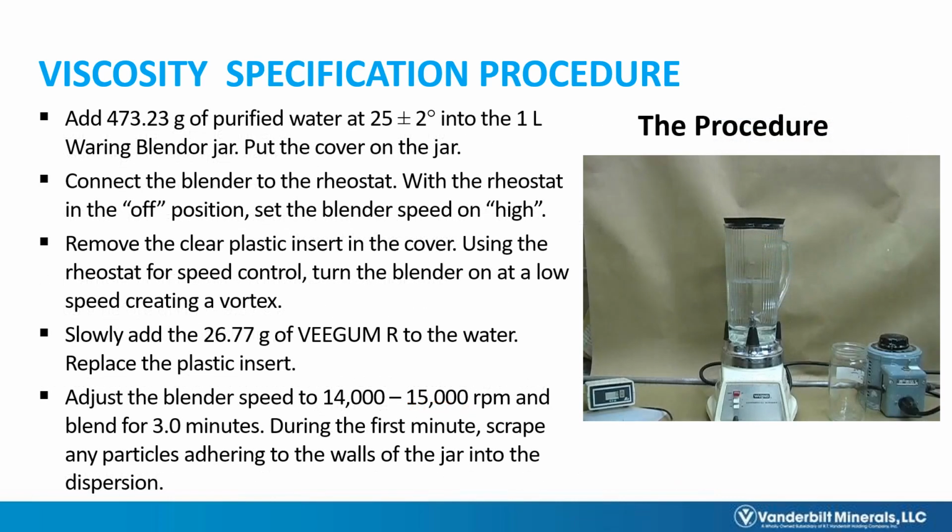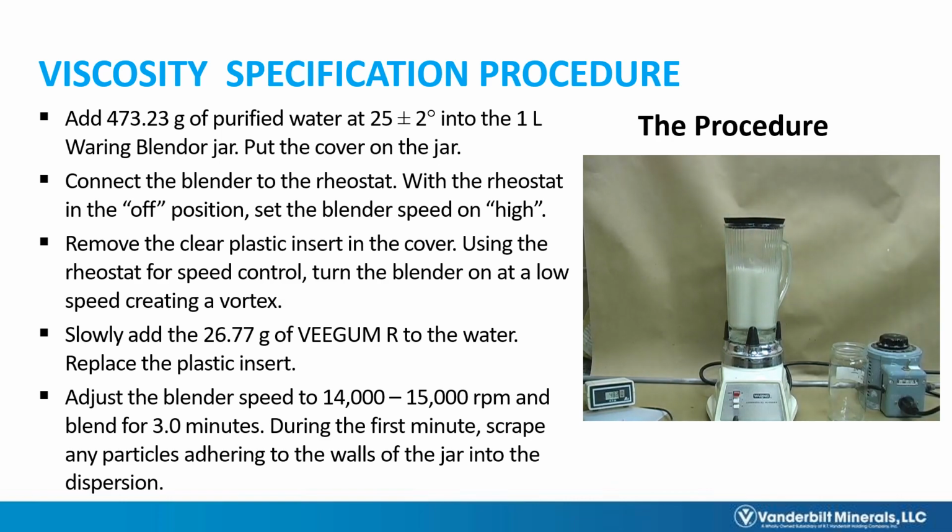Add 473.23 grams of purified water at 25 plus or minus 2 degrees into the 1-liter Waring blender jar. Put the cover on the jar. Connect the blender to the rheostat. With the rheostat in the off position, set the blender speed on high. Remove the clear plastic insert in the cover. Using the rheostat for speed control, turn the blender on at a low speed creating a vortex. Slowly add the 26.77 grams of VEEGUM R to the water.